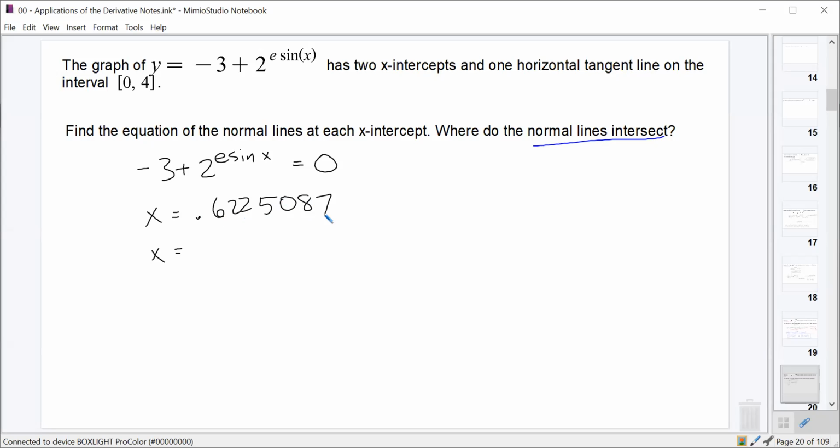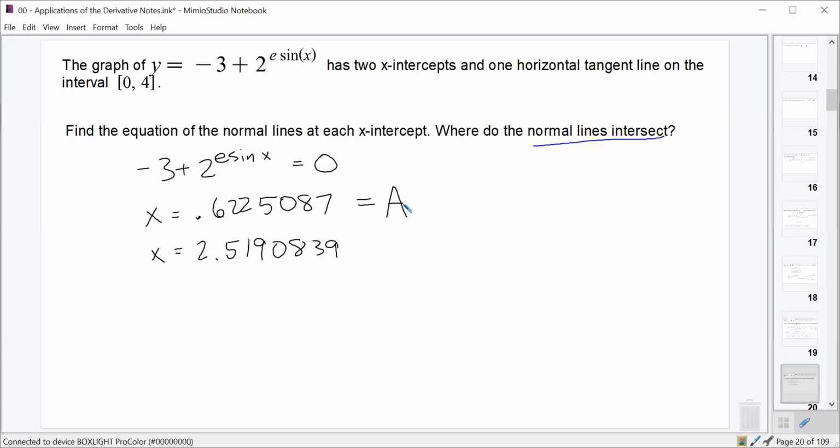0.6225087 and 2.5190839. We're not going to round those values at all because those are not final answers. All right, now, one thing that you're allowed to do on the AP test, if you want, to save you some time and to make sure you don't have to just type these long decimals over and over and over again, is we can store these values on our graphing calculator as a variable. I'm going to show you how to do that.